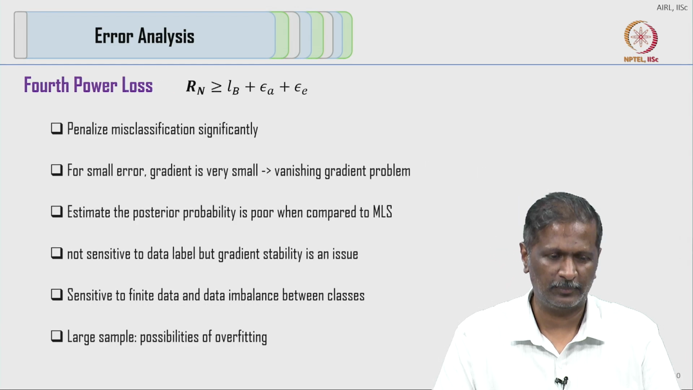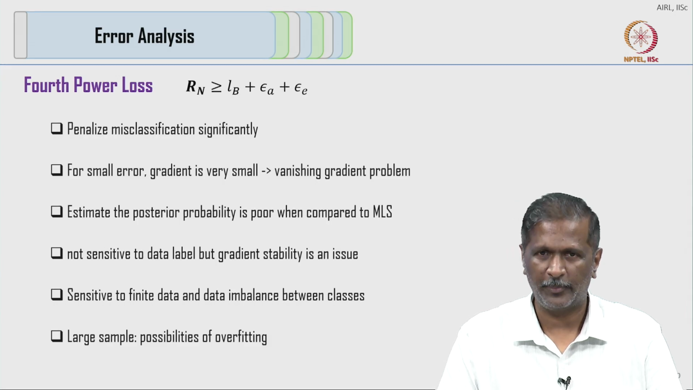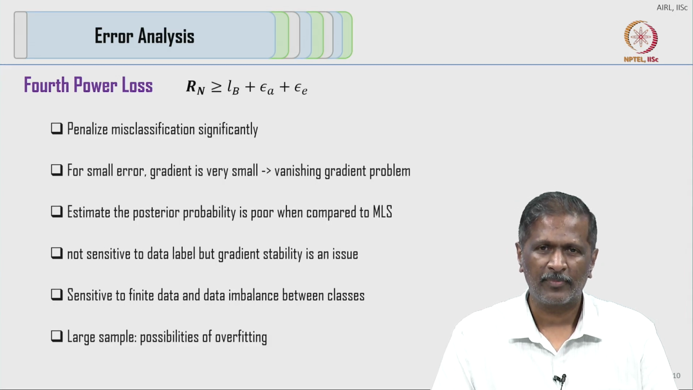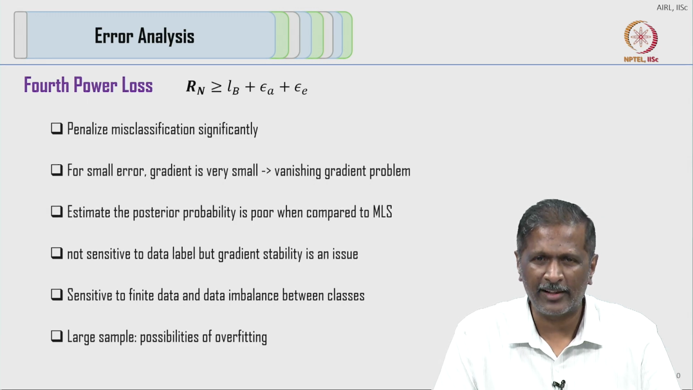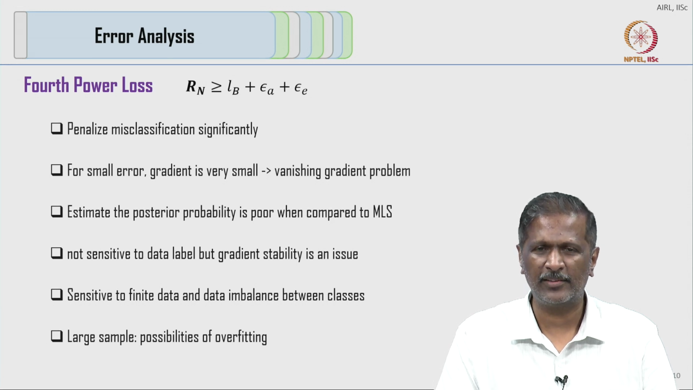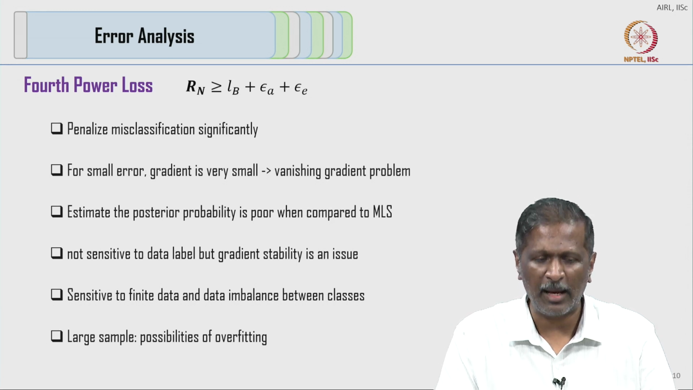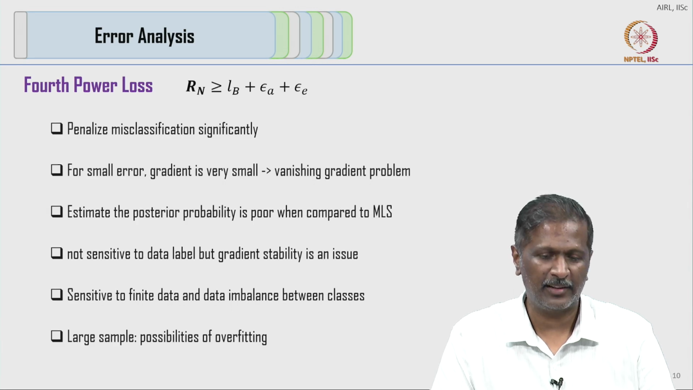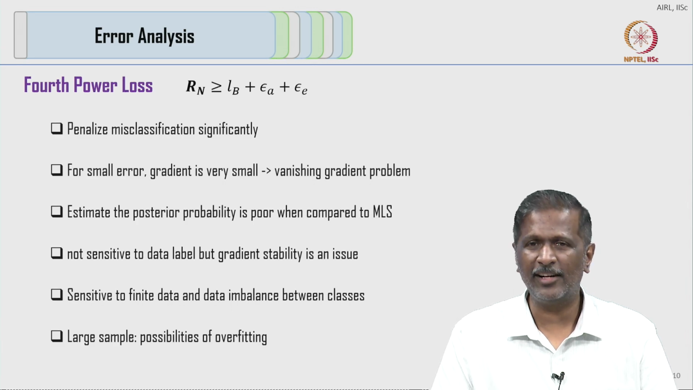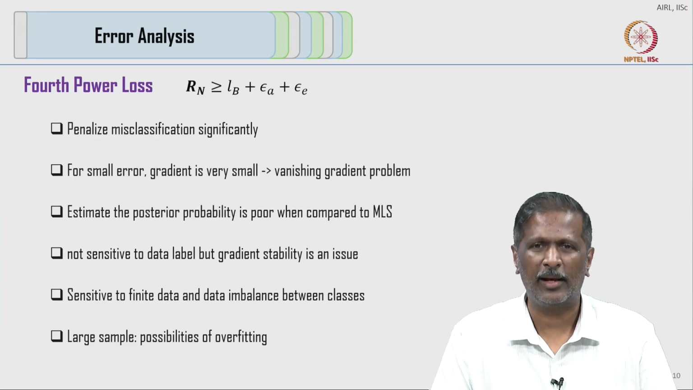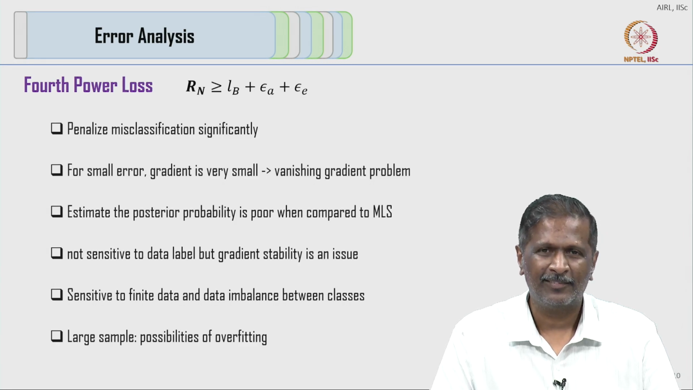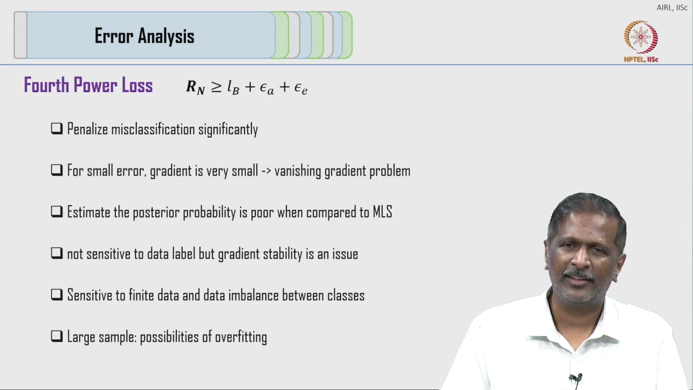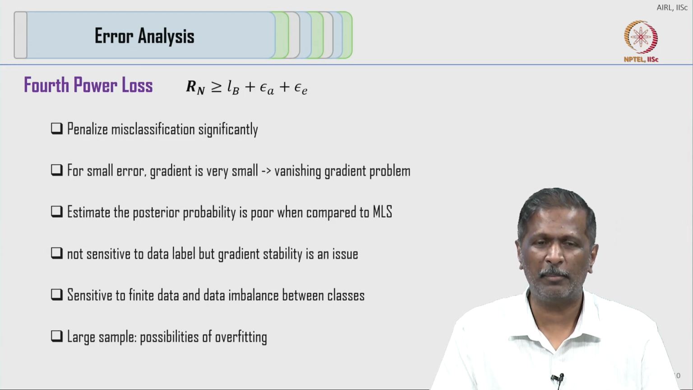Now we go to the fourth power, (y minus d) whole power 4. What happens? If you misclassify, it penalizes significantly. For a small error, since the data feature space could be noisy, a small noisy sample affects you significantly. But the gradient also vanishes. If you are coming closer to the true value, say I want 1 and you are predicting 0.9, the error is 0.1, and 0.1 to the power 4 is a very small value. When you are propagating through multiple layers, you may have a vanishing gradient problem. It may not update the weight.